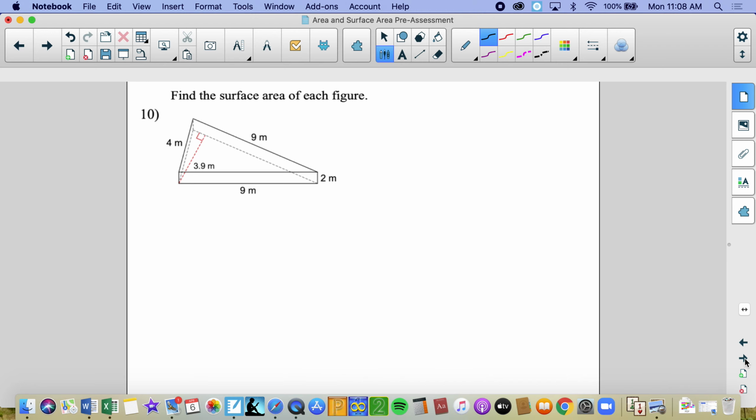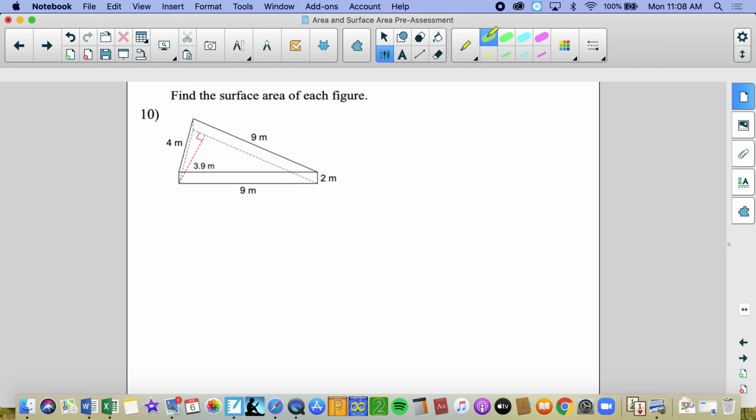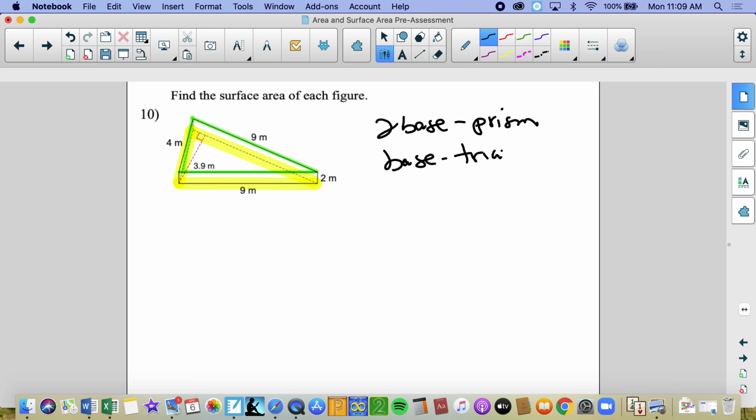Number 10, how many bases? Well, let's find the base. So remember, these bases must be parallel. So if I pick this bottom triangle down on the bottom here, can I find a triangle that is parallel to it? Yeah, the top triangle would be parallel to that. So those are my 2 bases. So I know this is a 2 base figure, so I know it's a prism. And then my base shape is a triangle. So this is called a triangular prism.